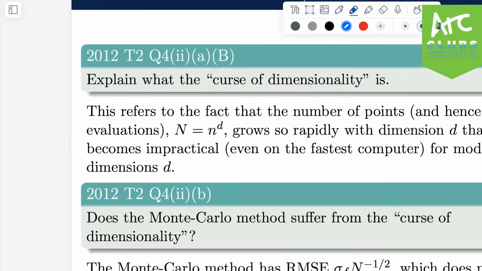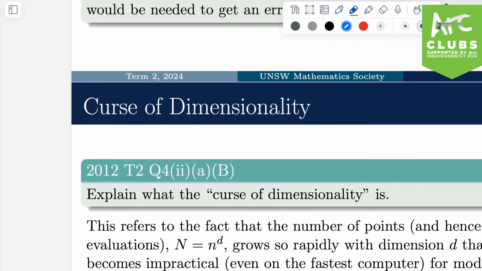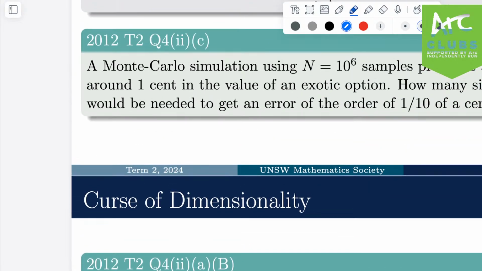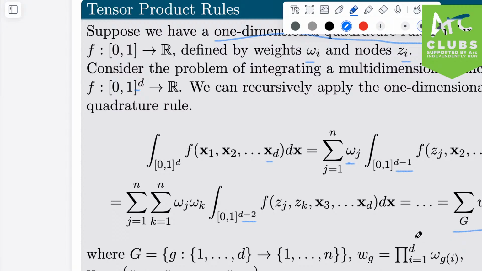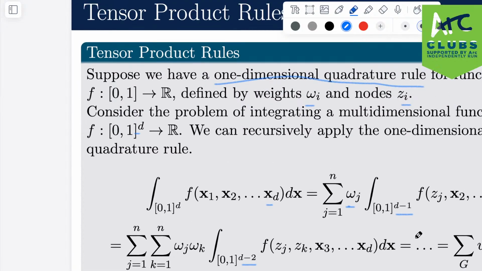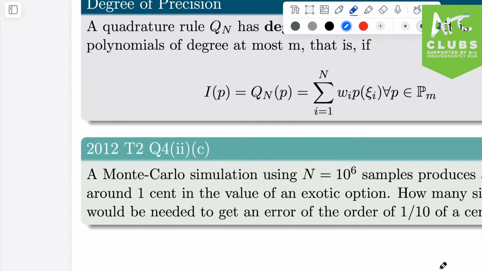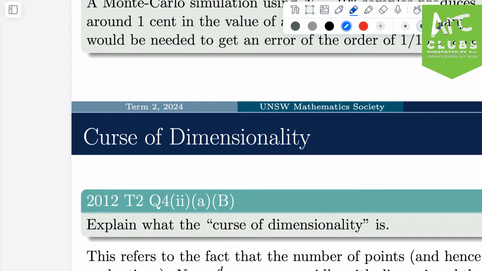I will talk about the curse of dimensionality first. I guess they can't really ask you any numerical question on the curse of dimensionality, so it's mainly just explaining what it is. So in real life, we do need to apply the tensor product rule quite often, I think especially in machine learning examples, or in some trading contexts. But the problem is the total number of points we need to apply the tensor product rule is n to the power of d, right?